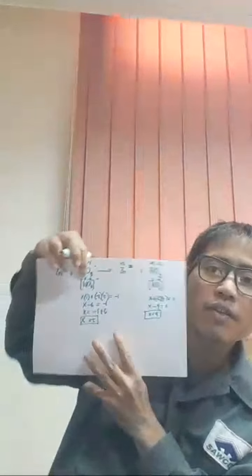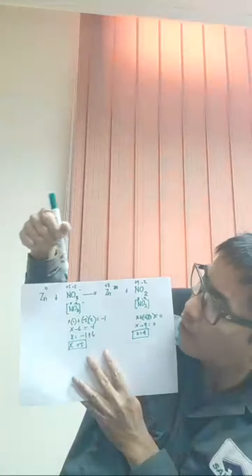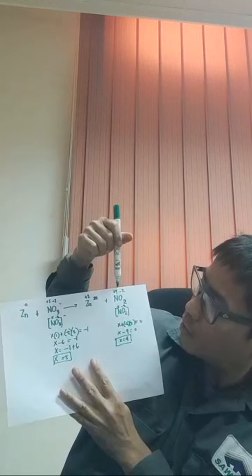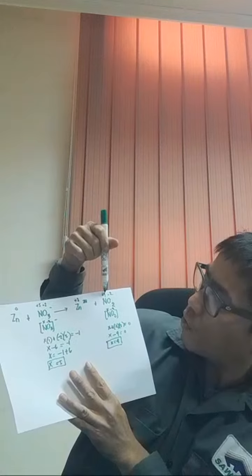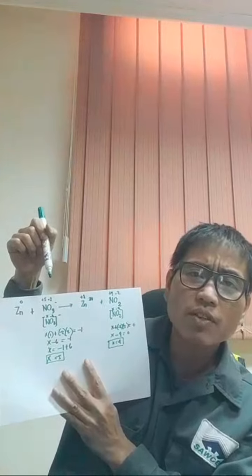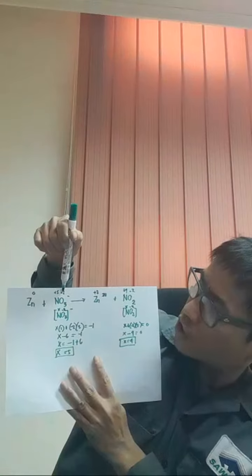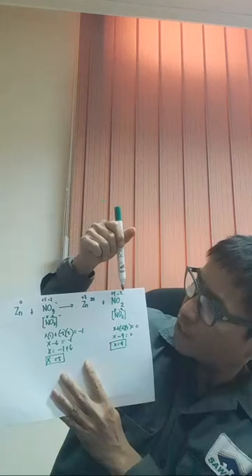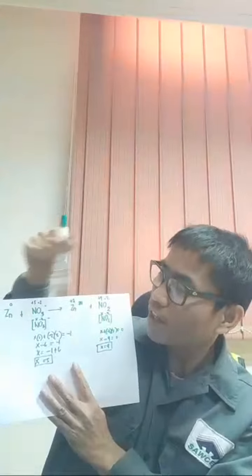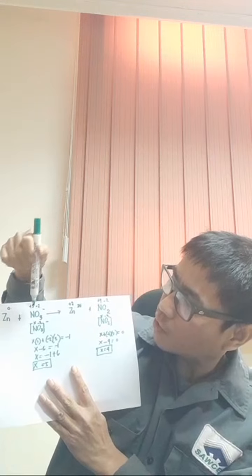Now these are all the charges: 0, +5, -2, +2, -2, and +4. Take note, those undergoing changes of the oxidation numbers or oxidation states are undergoing oxidation and reduction. Oxygen is -2 initially and -2 after, so there's no change in charge, so we should not consider this one. Consider only the zinc from 0 to +2 and nitrogen from +5 to +4.